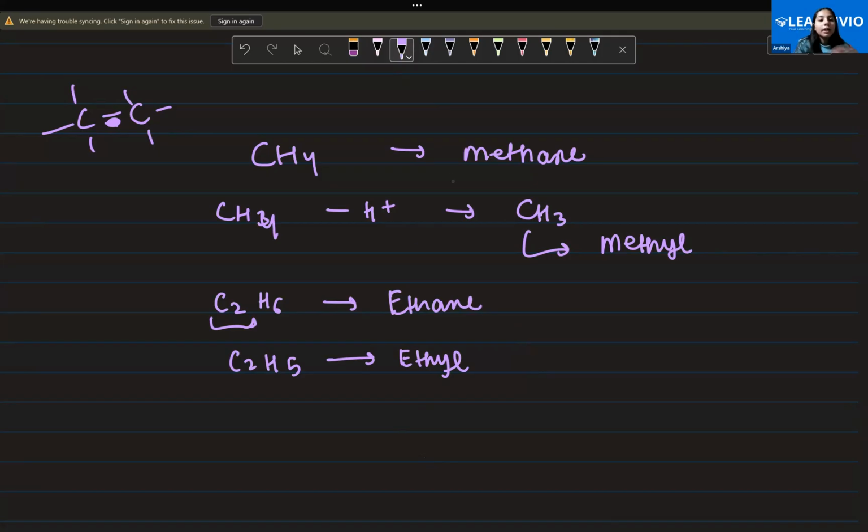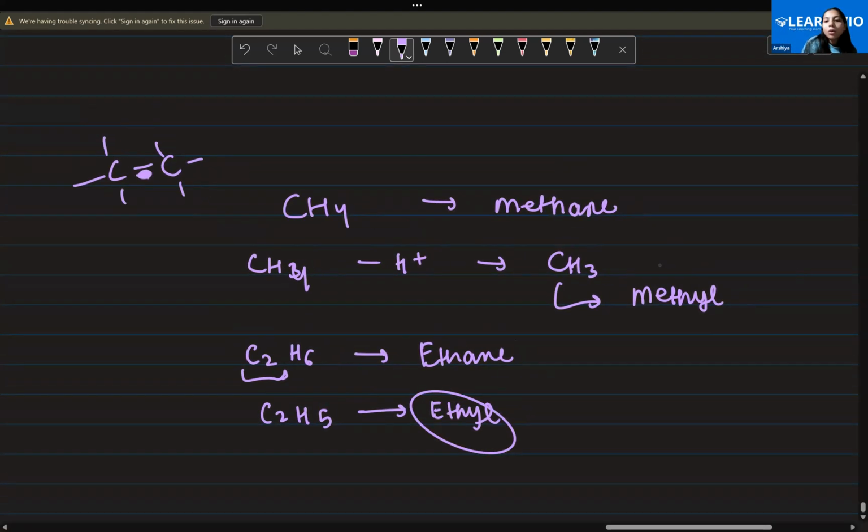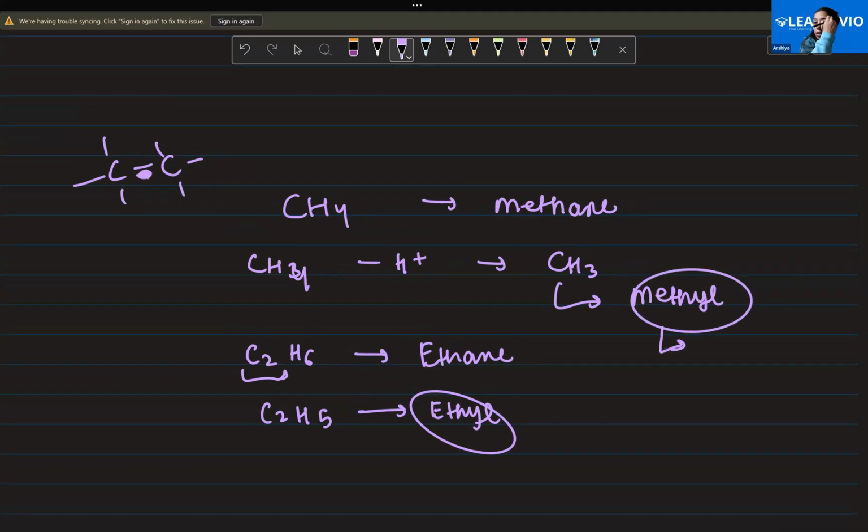All the root names we had, methane, ethane: if you remove one hydrogen from each of them, methane will become methyl. So YL will be added at their end. Ethane will become ethyl, butyl, propyl. That's how it will keep on changing. So this ethyl will also be used as a functional group, you can say.